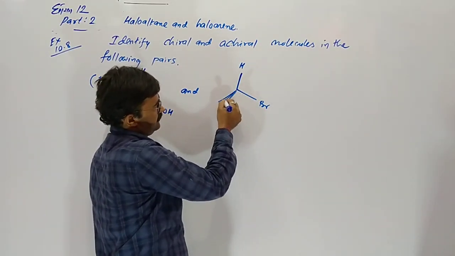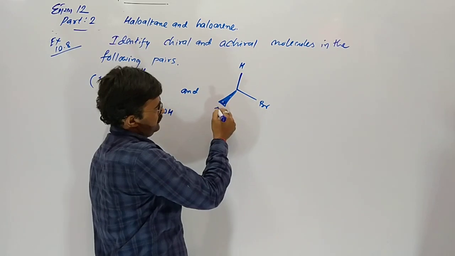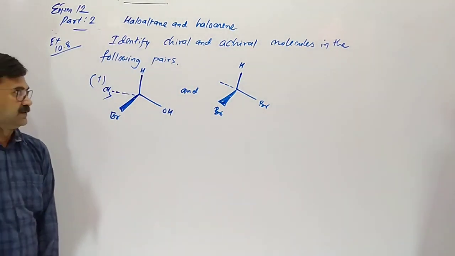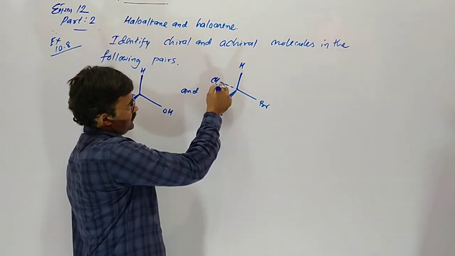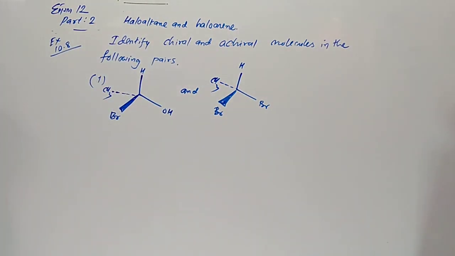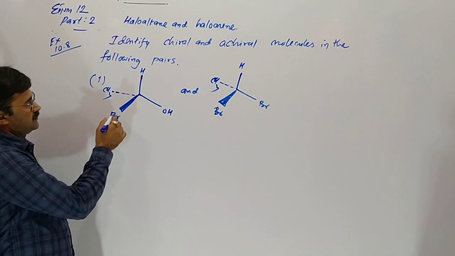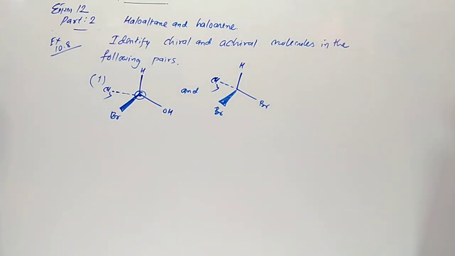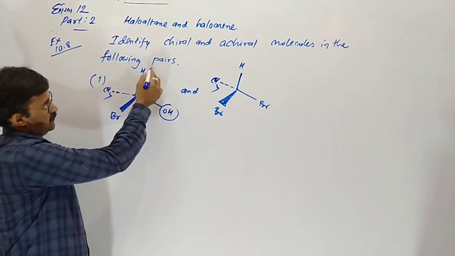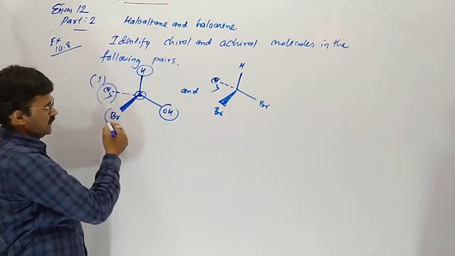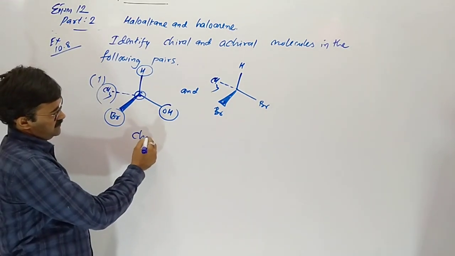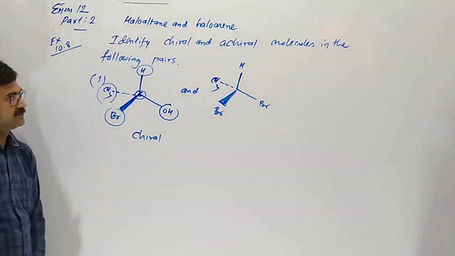And the second one is given: H, Br, and CH3 behind the plane. Tell me, this carbon is our stereo center, chiral carbon. Why? All the 4 groups are different here. So this one is the chiral.